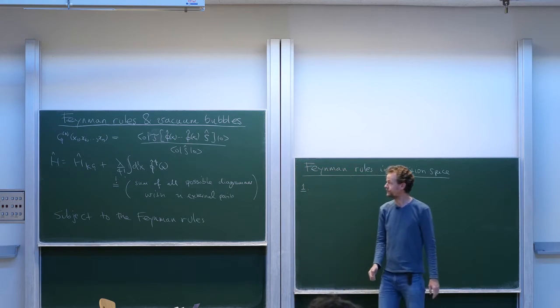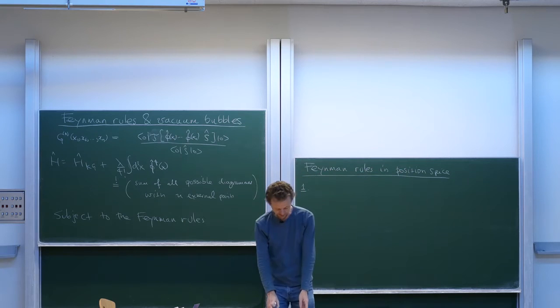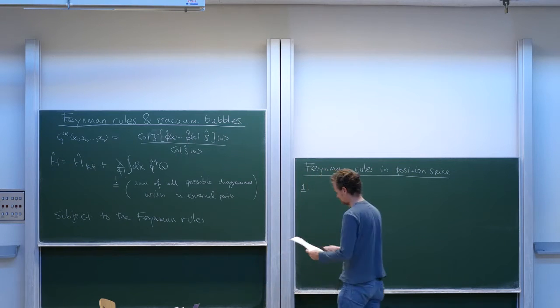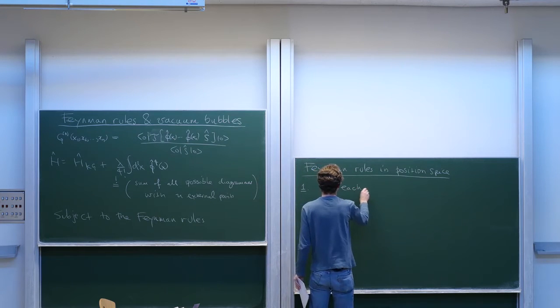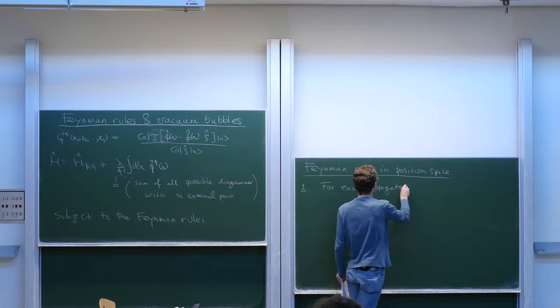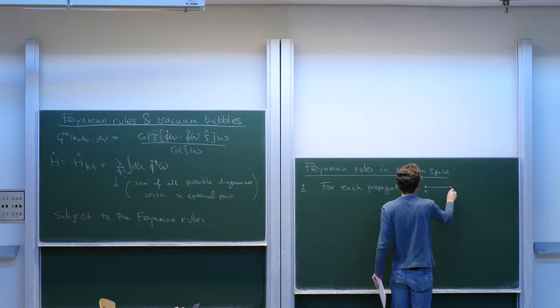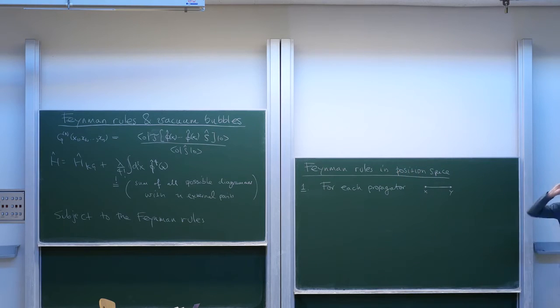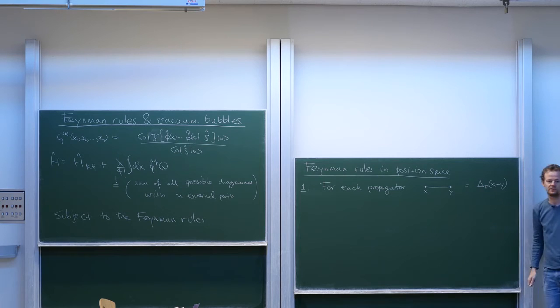So what are the rules? Assuming that this is a true statement. Well, we wrote them down in the last lecture. For each propagator, which is a line with two vertices at its ends labeled by position x and y, we associate the value Feynman propagator of x minus y. So that's rule number 1.